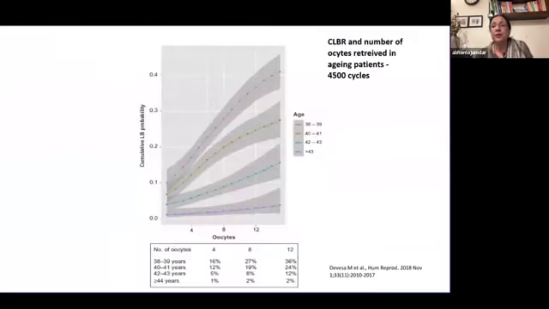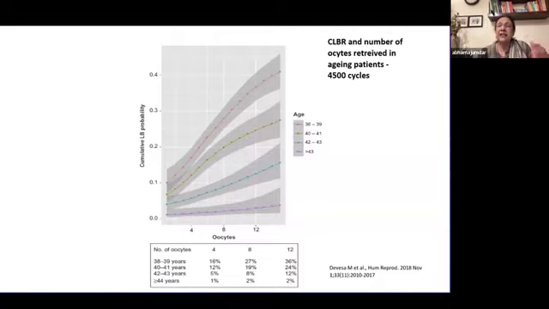Cumulative live birth rate and number of oocytes retrieved in aging patients. This is an analysis of 4,500 cycles. The red line is of 38 to 39, green line is 40 to 41, blue line is 42 to 43, and then more than 43. So you can see live birth probability goes on falling as age goes up. And whatever oocytes you retrieve, 4 oocytes, 8 oocytes, or 12 oocytes, the probability after 44 is very, very little. I mean, the probability after 12 oocytes is just about 2% of reaching a live birth.